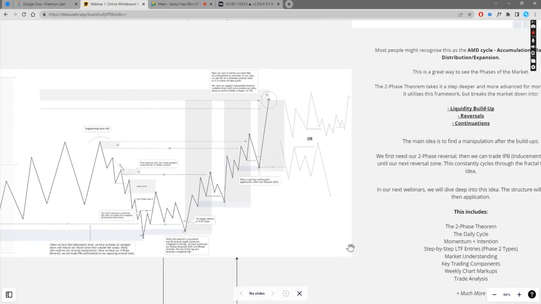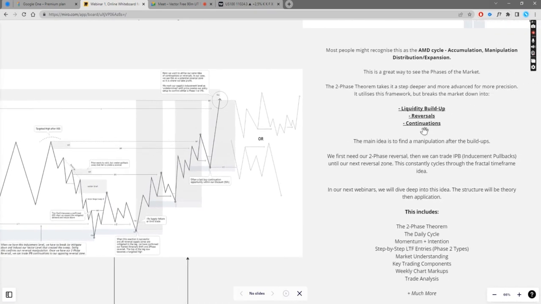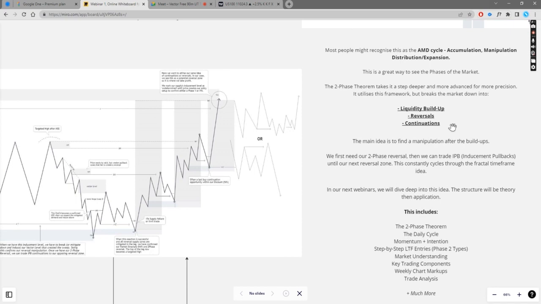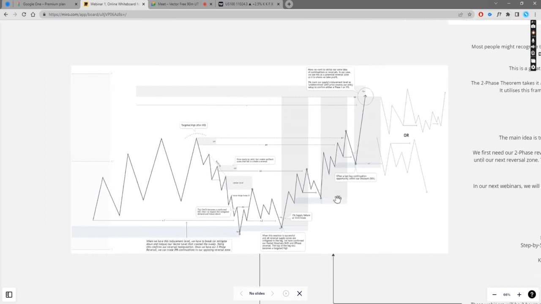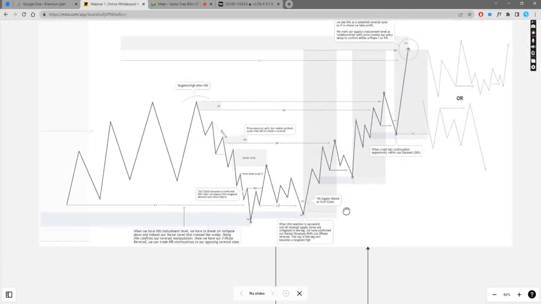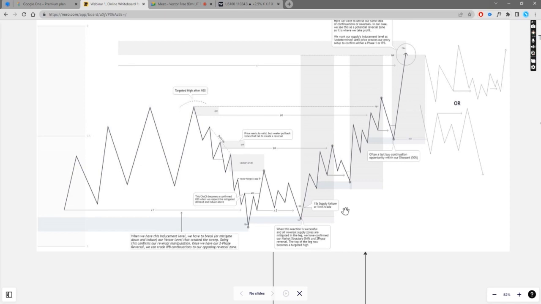But here's a kind of idea of these three, and this is straight from the ebook. These three here, we've got liquidity build-up, reversals, and continuations, okay? So this is what we'll usually see and how we can take advantage of it in the market.